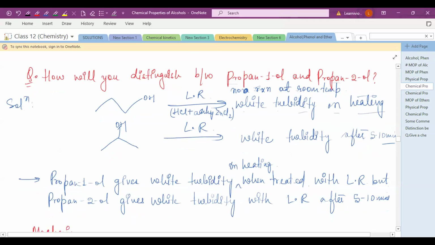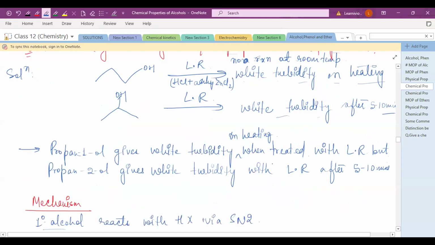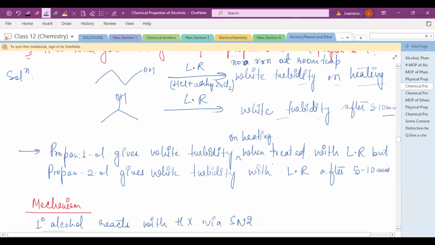And propan-2-ol is a secondary alcohol. How will you distinguish between these two alcohols by test? When you add the Lucas reagent, it will give white turbidity after 5 to 10 minutes. So you can distinguish between these two by the Lucas test. That's how you will write it in your exam: propan-1-ol gives white turbidity on heating when treated with Lucas reagent, but propan-2-ol gives white turbidity with Lucas reagent after 5 to 10 minutes. Got my point? Yes, ma'am.